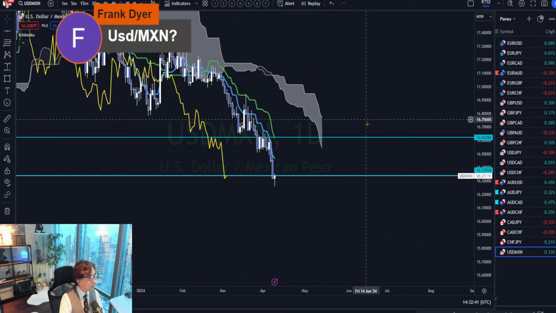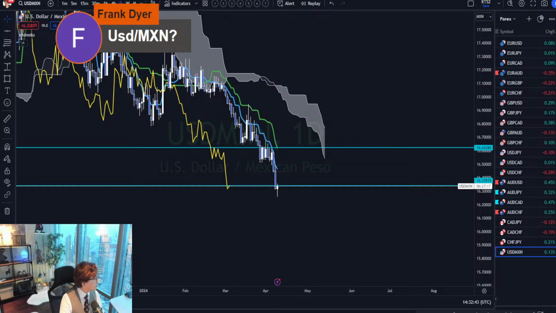So the price may be bullish because of the support, 16.3393. However, it has been resisted by the Tenkan-sen, so I think the price may retrace or range, touch Tenkan-sen, and go bearish. So that's USD MXN.